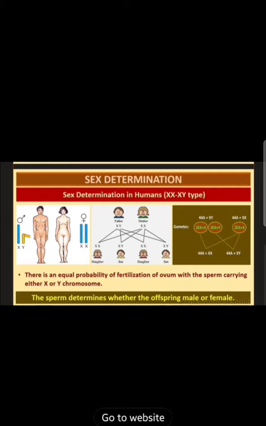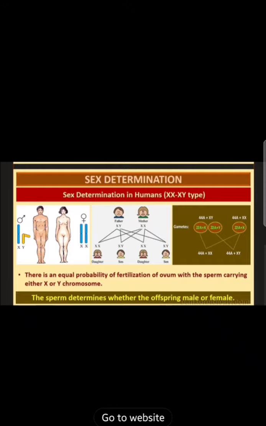So there is an equal probability of fertilization of the ovum with a sperm carrying either X or Y chromosome. In the sperms, 50% X chromosome can be produced and 50% will have Y chromosome. So the probability is 50-50. The probability of a girl baby or a boy baby is 50%. So the sperm determines whether the offspring will be male or female.